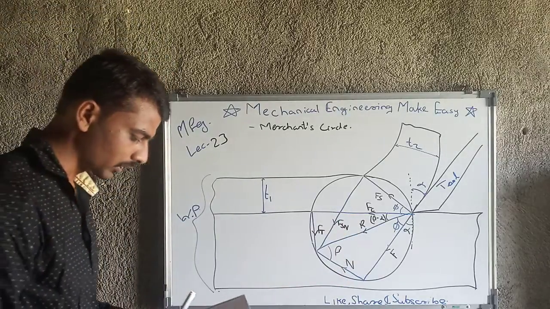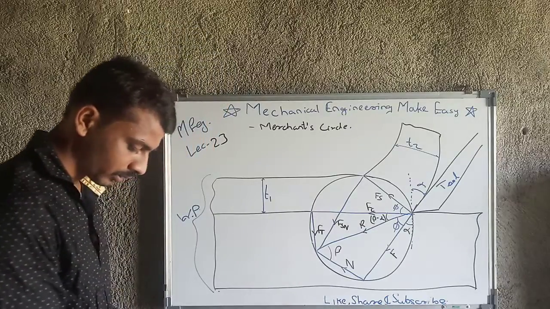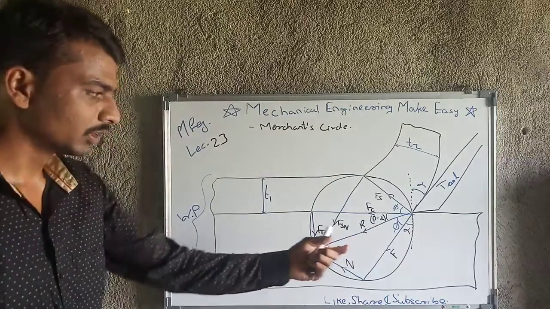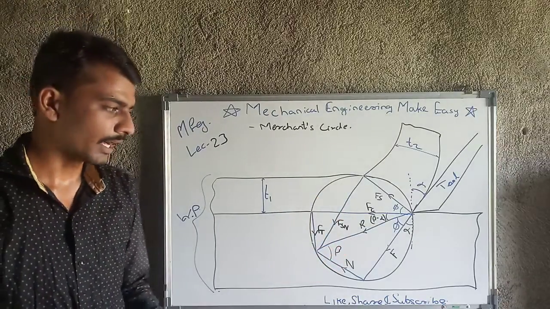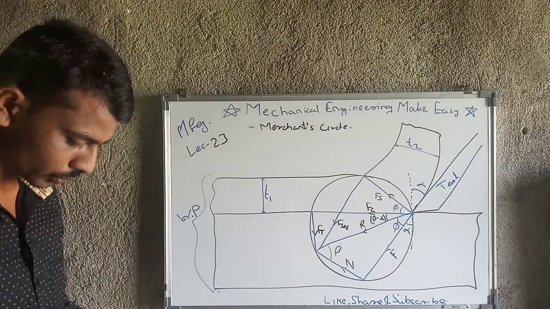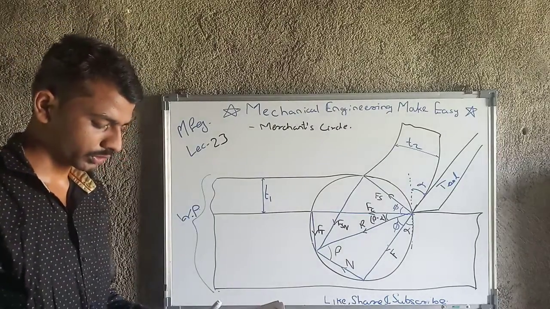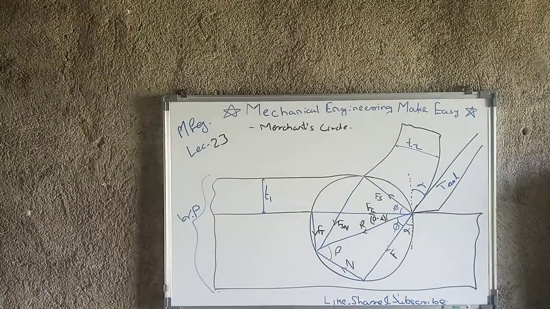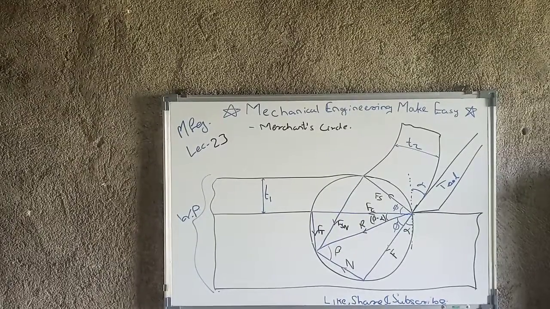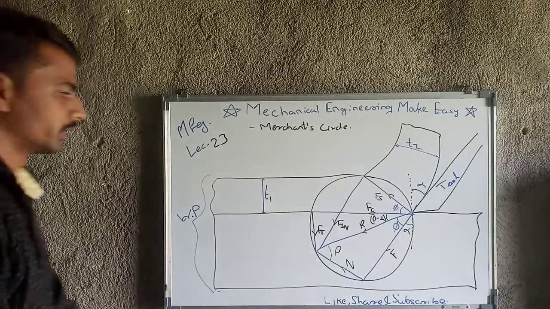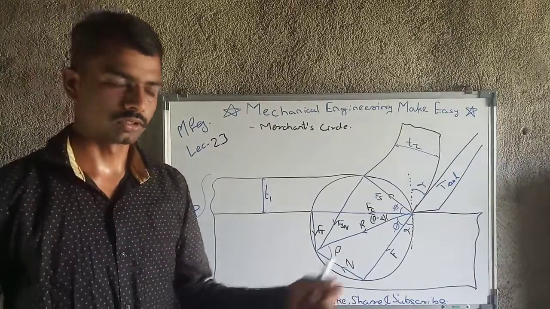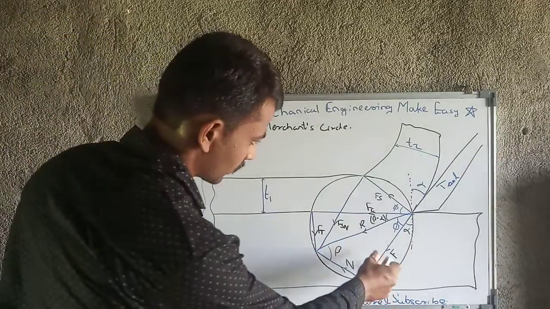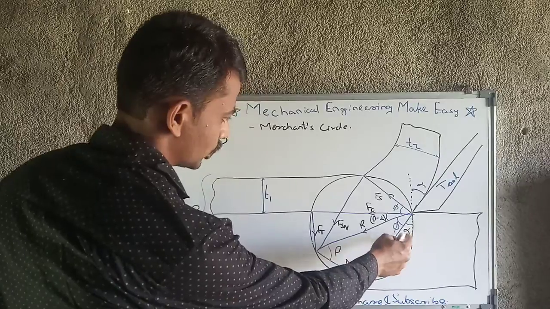Then what are the other parameters? F is the frictional force. Because of friction a force will be there, and we have to take that into consideration. That force comes into consideration because of friction.